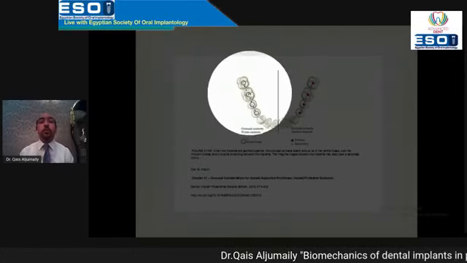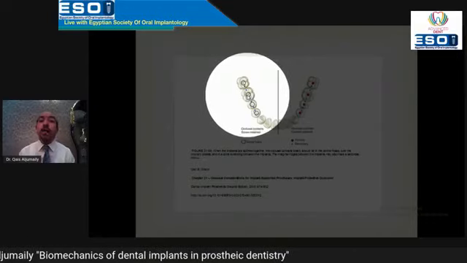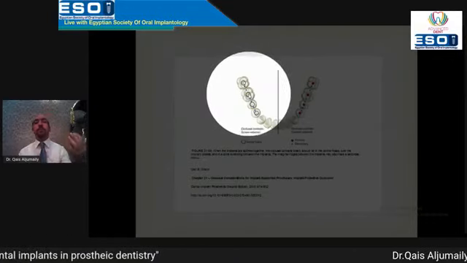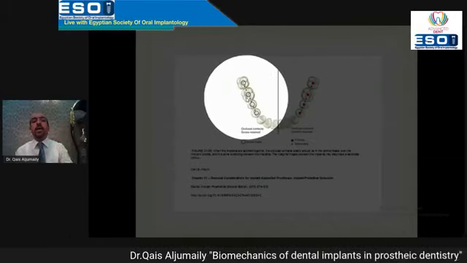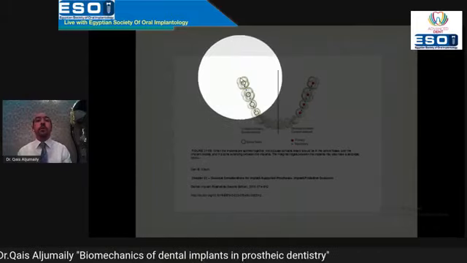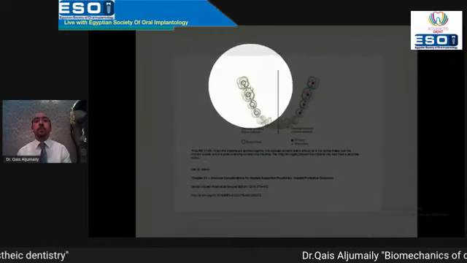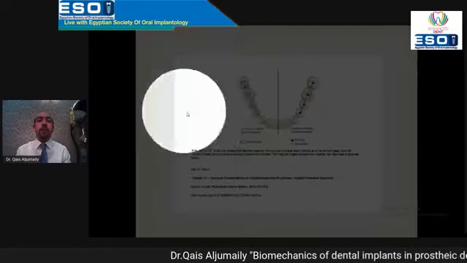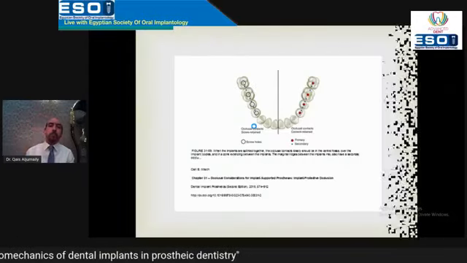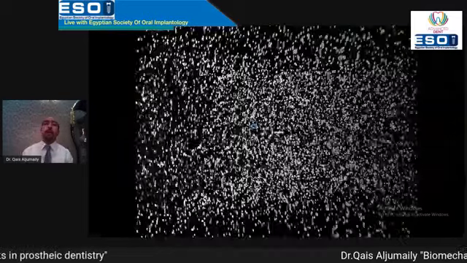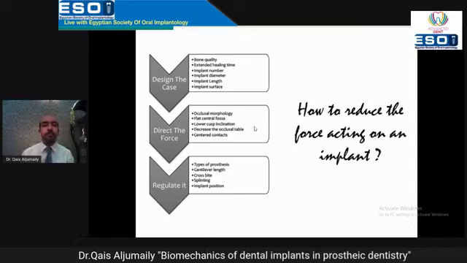If you are using a screw retained prosthesis, you have to avoid the contact with the opposing in the center, over the hole, over the restoration that you put to close the gap. So here it's preferable just to put the contact in the mesial and distal marginal ridge, and you have to avoid the center of the crowns. This is another rule in the biomechanics related to the opposing contact.